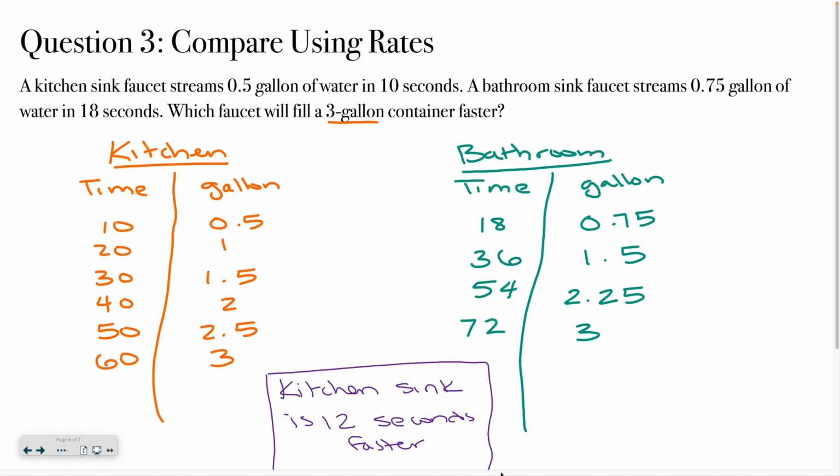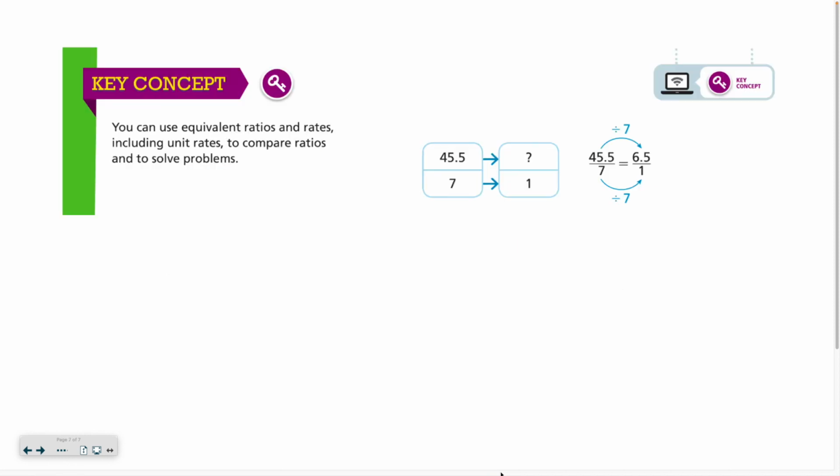All right, for this problem, hopefully you determined that the kitchen sink would actually fill that 3-gallon container faster. I went a little bit further in my answer, and I said specifically that the kitchen sink would be 12 seconds faster because the kitchen sink reaches the 3 gallons in 60 seconds, whereas the bathroom takes 72 seconds. If you have questions about that, please be sure to reach out for some help. I am happy to help you.